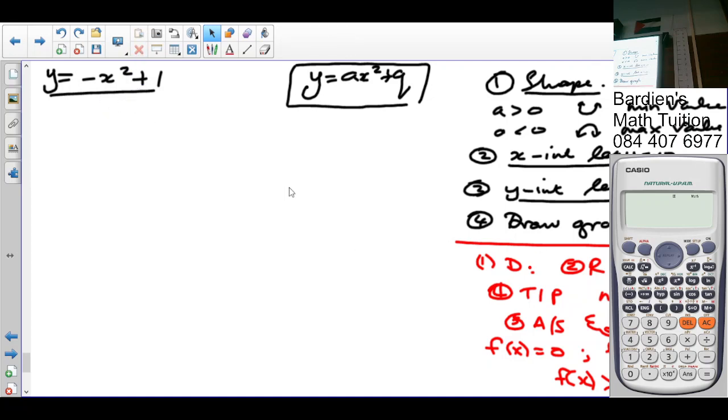Next. What's the next equation? y equals x squared plus 1. y is equal to x squared plus 1.